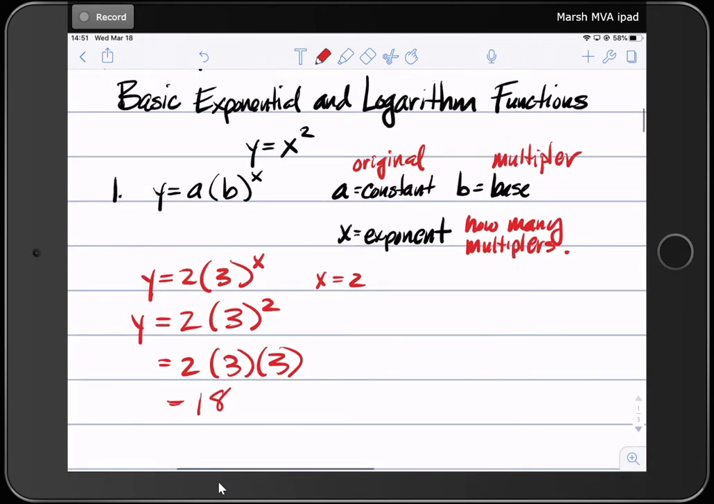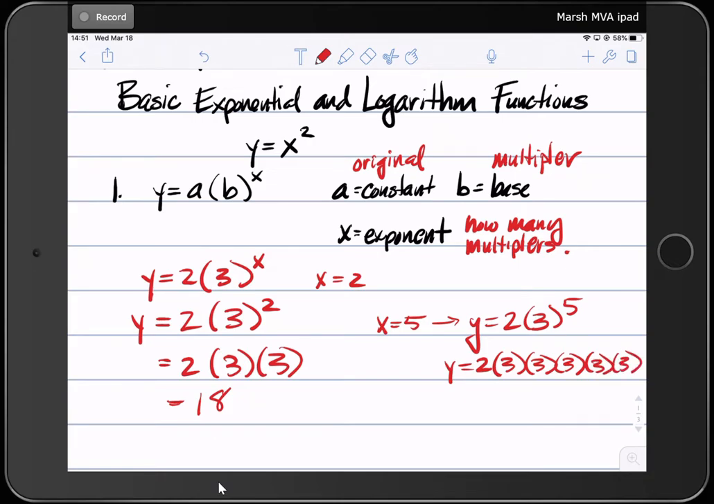Or what if I had something where x then would be equal to 5? It would look like this. Y is equal to 2 times 3 to the 5th. So that's y is equal to 2 times 3 times 3 times 3 times 3 times 3. So I'm tripling it 5 times. So just keep track with your a and your b and your x. The b is always the multiplier. The a is always the original amount.